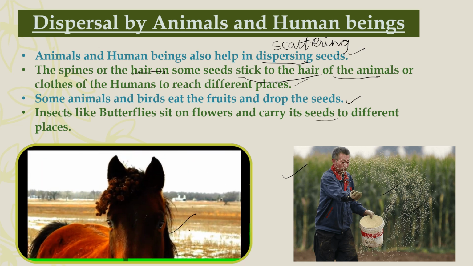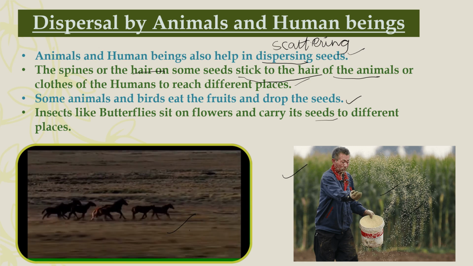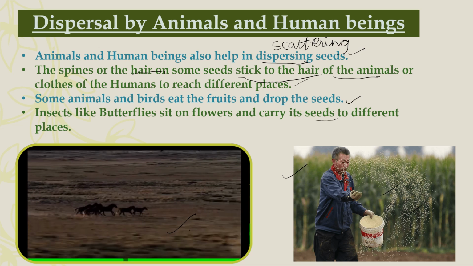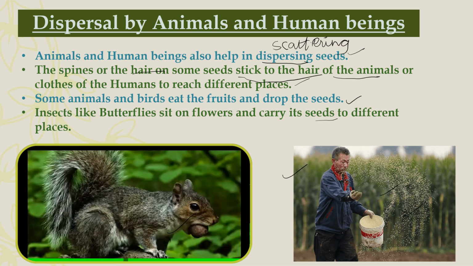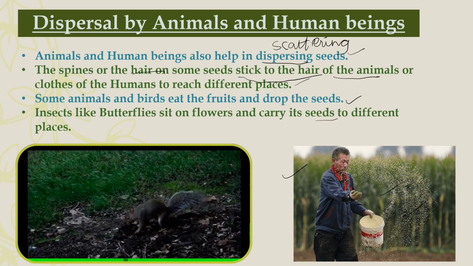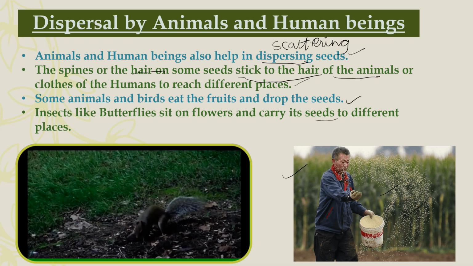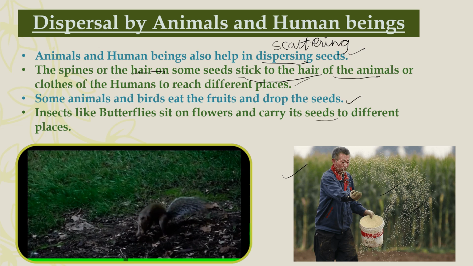Then the horses also have some seeds stuck to them. When they travel to different places, they drop them at different places. Then the squirrel stores different seeds in the ground, and that's how new trees grow. So these were all the methods.